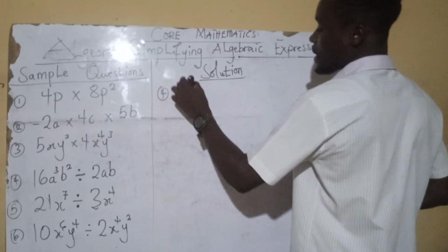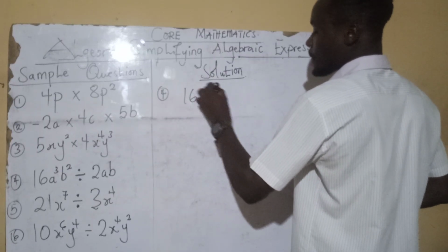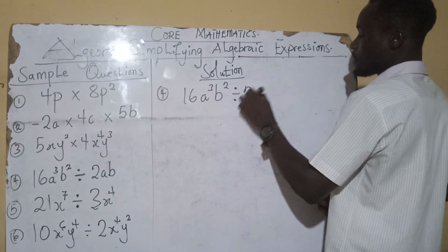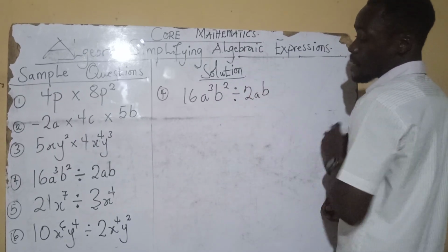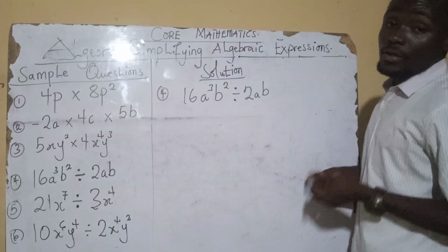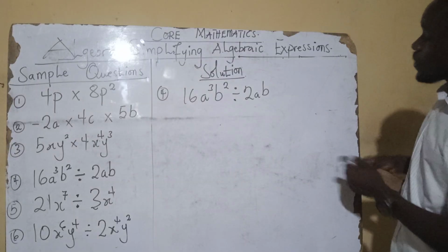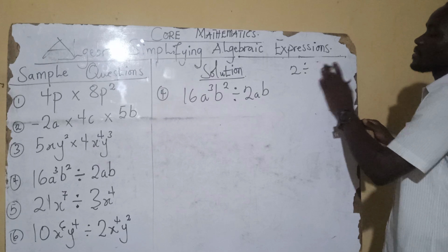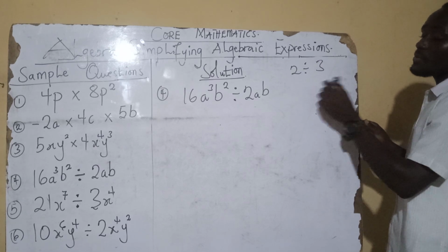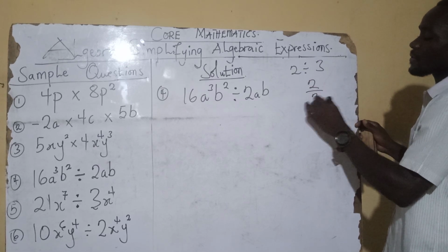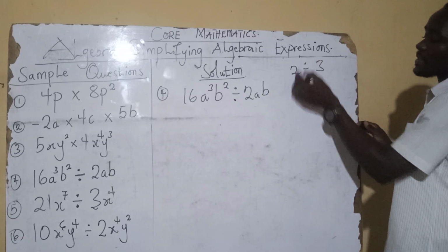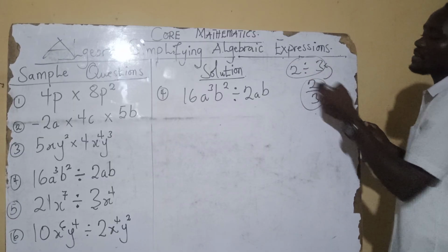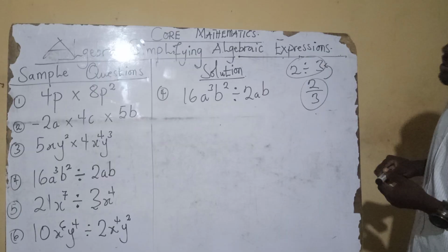Question number 4, I have 16a³b² divided by 2ab. Now we all know that mathematically, when we have 2 divided by 3, this can be rewritten as 2 over 3. Mathematically, this is the same as this. It's the same thing. Are you with me?